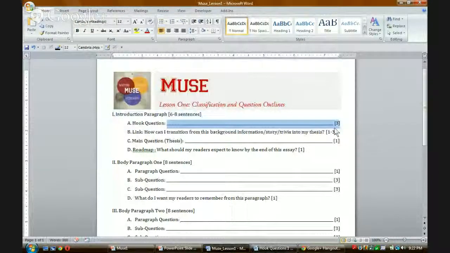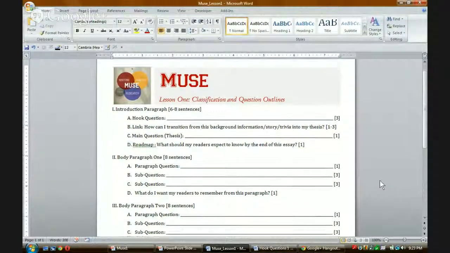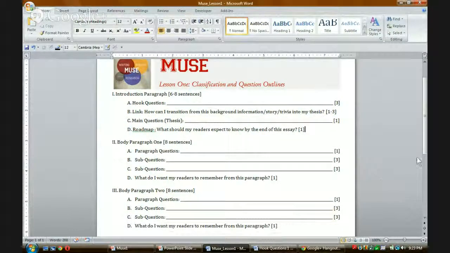Now once we share that story or share the information, we need to transition into our thesis. So I've already written the question here. It's basically transitioning from this hook to the thesis. So you don't have to do anything for line B. Line C we already talked about. You'll just copy that main question, and line D is already done for you. So we talked about one whole paragraph so far.